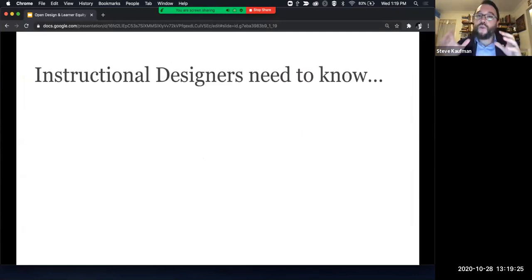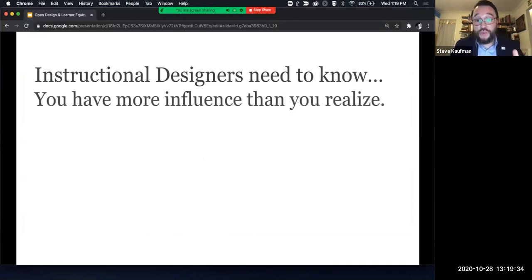Okay, so what I want to make a point here is that instructional designers, those that are in our support roles here, you need to know you have a lot more influence than you realize. You really do. You're already walking the faculty member through the concept of alignment. You're already taking the seat time and their precious time. They've already agreed to work with you.